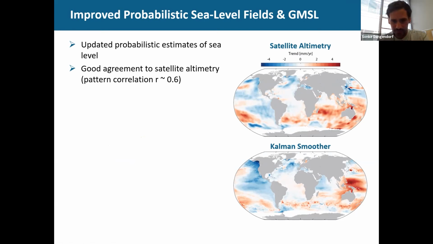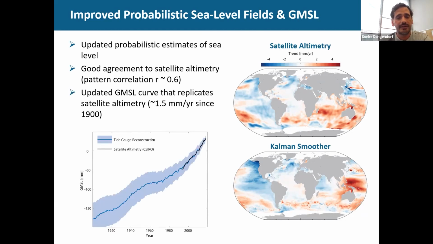And you can see that the two trend maps over 1993 to 2018 agree very well. So most of the red patches and blue patches seen in the observational map from satellite altimetry are very well reconstructed by the Kalman Smoother as well. This is reflected in a pattern correlation between the two maps of 0.6, which is statistically highly significant.